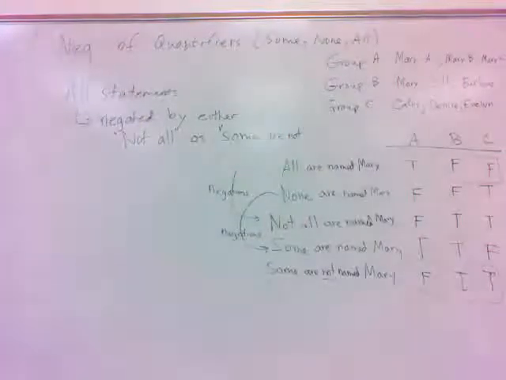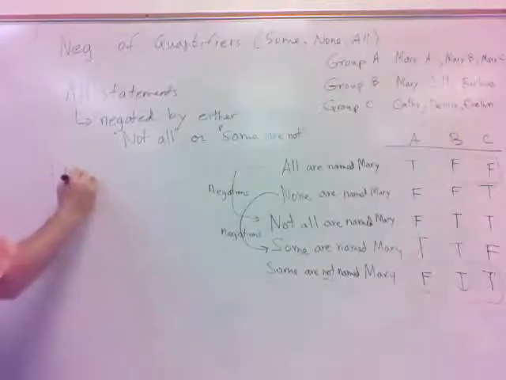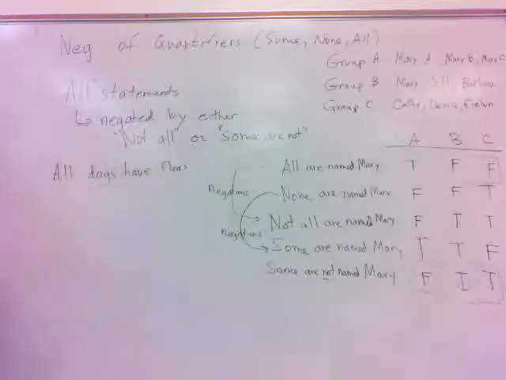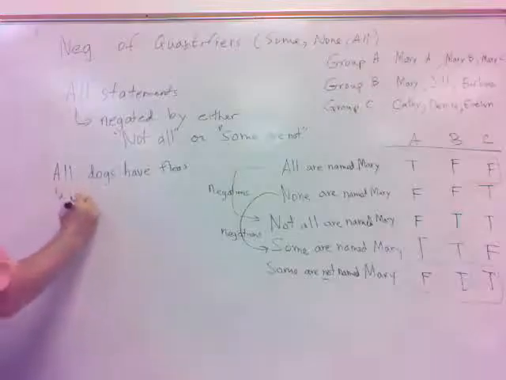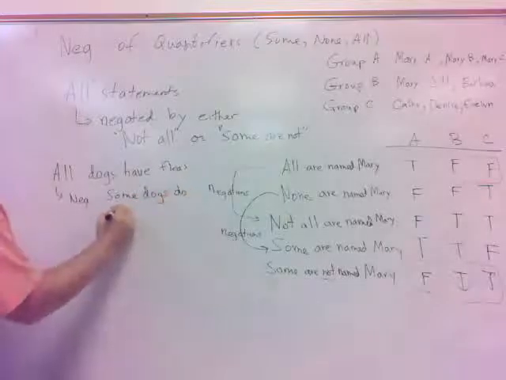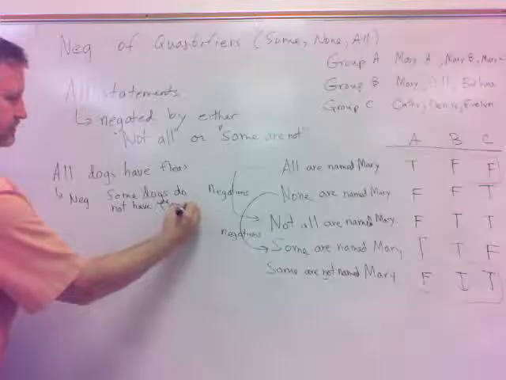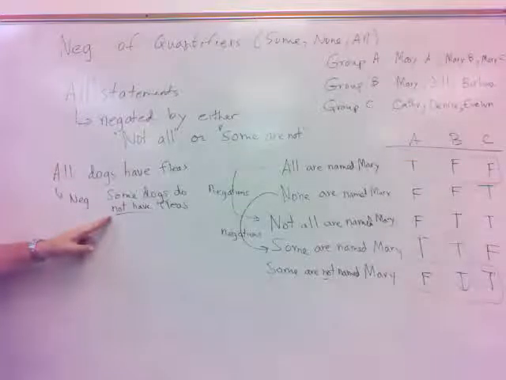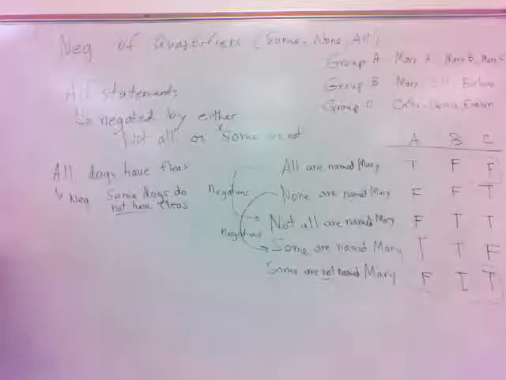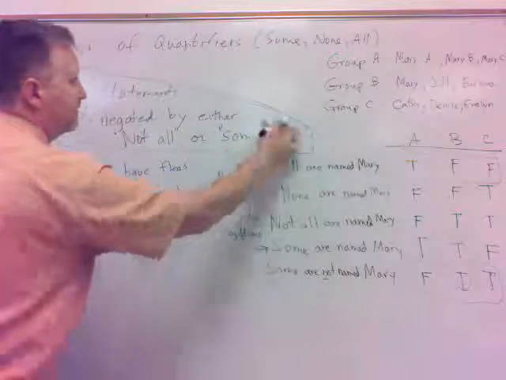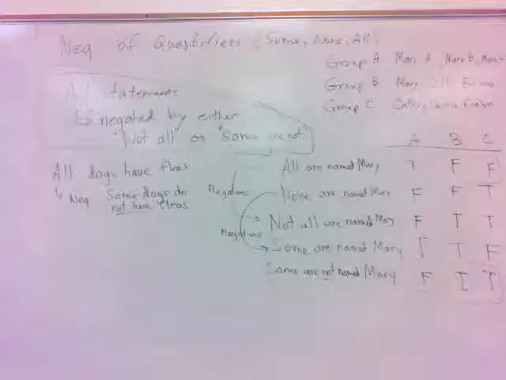Okay, so not all dogs, all dogs have fleas. Another way you can negate it is by using "some dogs do not have fleas." See that? Also negates. That's probably not the way you usually do it, but if that was one of the choices, then that would negate that. All dogs, some do not. That negates all. Like I said, that's probably not the way we usually go with it, but okay. So anyway, all statements are negated either by not all, or some are not, or some do not, or whatever the verb needs to be.